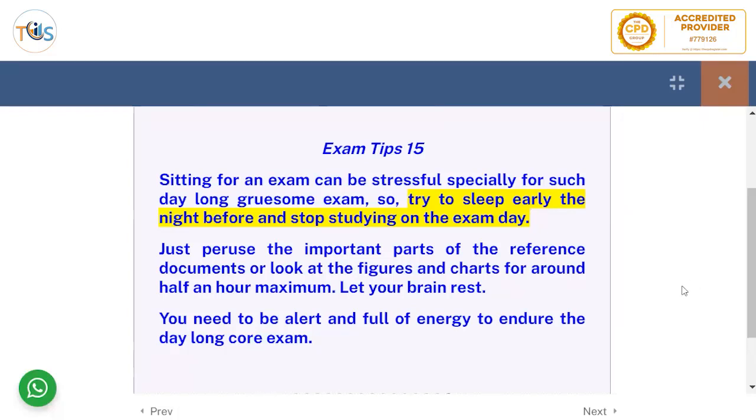and stop studying on the exam day. Just peruse through the important facts and figures and charts for around half an hour maximum. Let your brain rest. You need to be alert and full of energy to endure the day-long core exam.